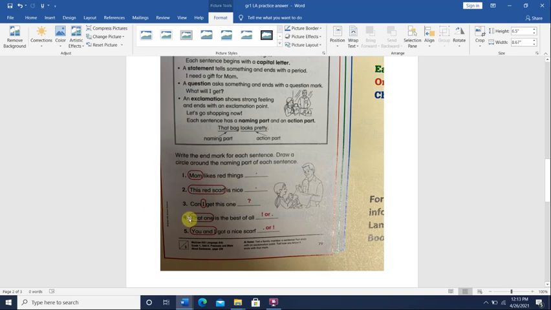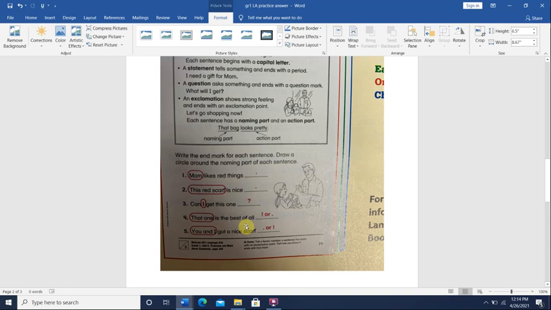Okay, number three, can I get this one? Remember, when you ask something, it's a question. So this is a question, we end it with a question mark. The girl is asking if she can get this scarf, or can she get this. Okay, who is the sentence about? I. She's talking about herself. So the subject here is I.